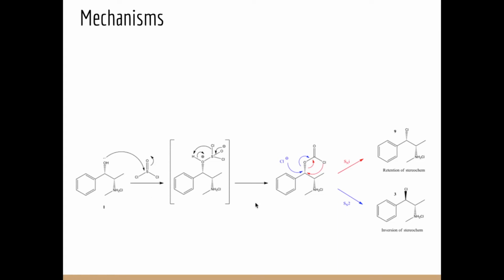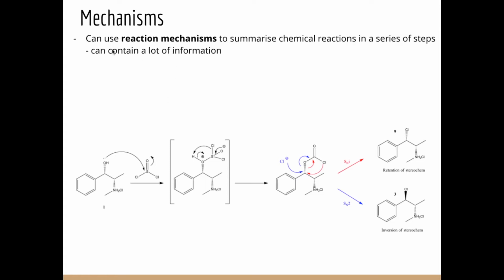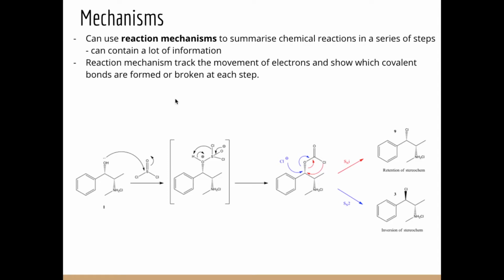So mechanisms are incredibly useful. We can show a very large amount of information very succinctly when we combine things like our skeletal formulas with these things that we're looking at called reaction mechanisms. So we can use reaction mechanisms to summarize chemical reactions in a series of steps, and this can contain a lot of information and present that very succinctly and very quickly.